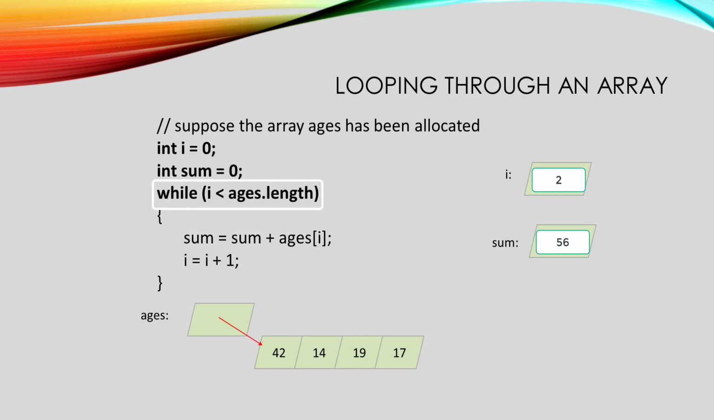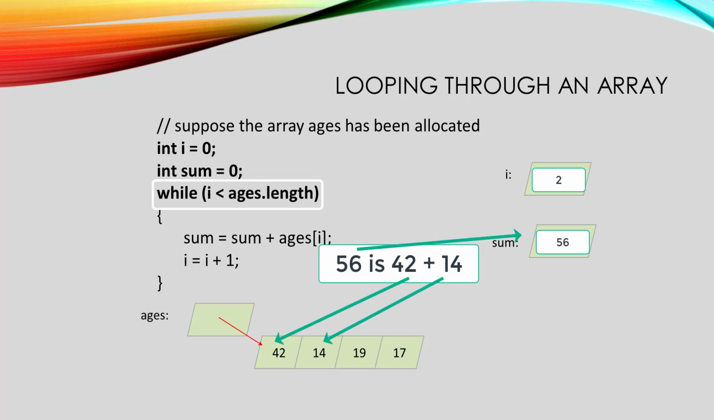At this point, the variable sum holds the sum of the first 2 things in the array. So it is a running total. We've only gotten through the first 2 positions so far.